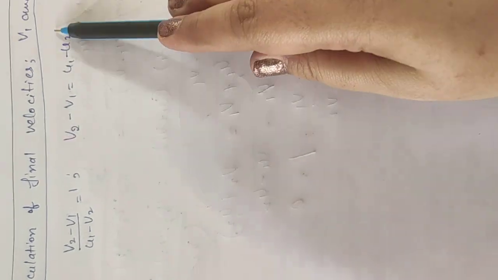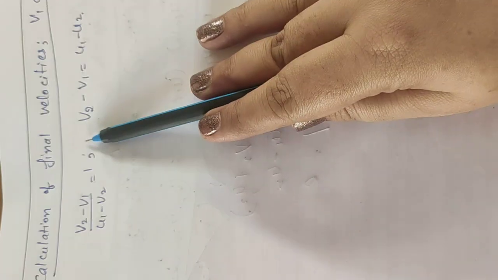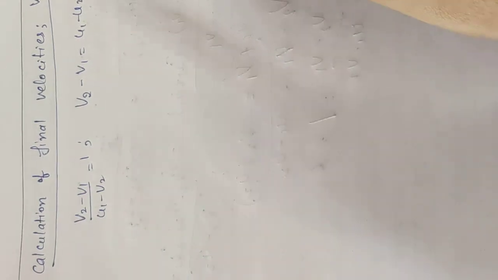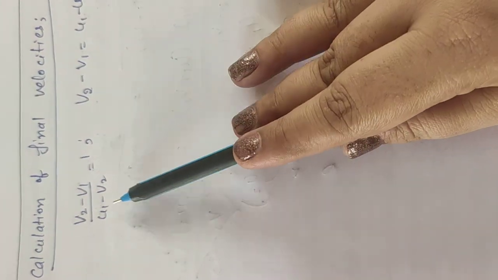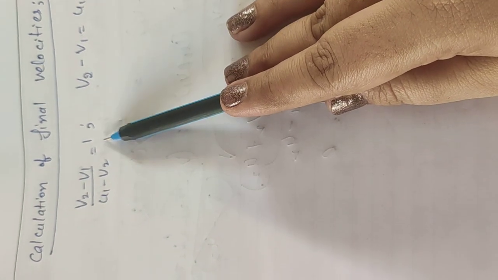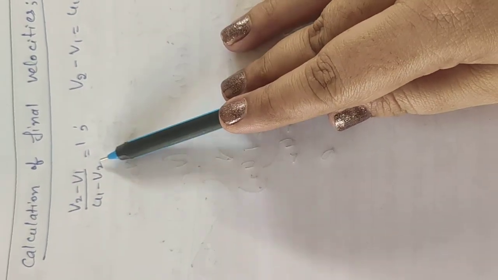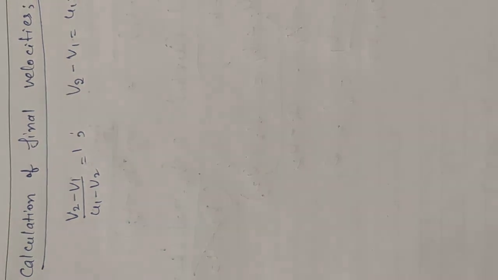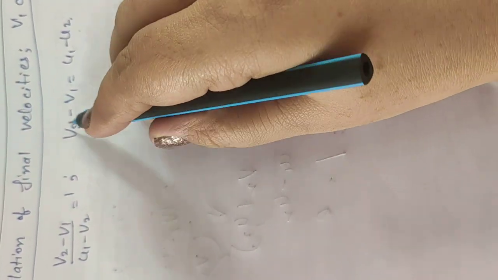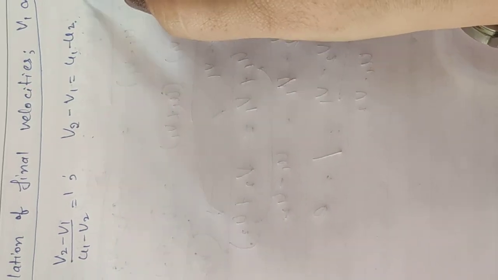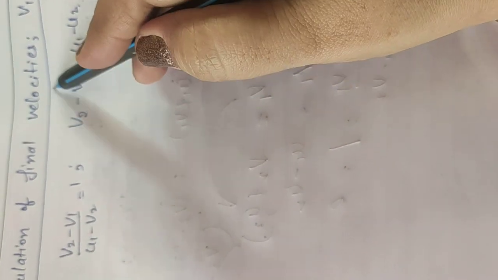Calculations of final velocities v1 and v2 of the elastic collision case. Dear student, in our previous video we found that the coefficient of restitution is equal to 1. So when we were discussing the elastic collision in one dimension, we reached this equation: v2 minus v1 is equal to u1 minus u2.